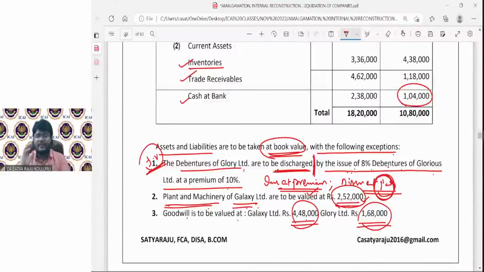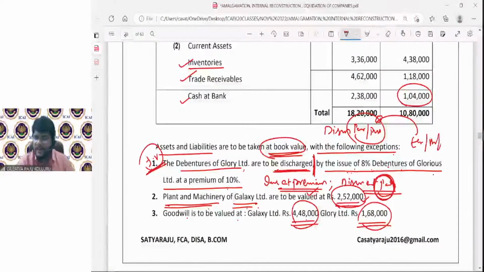Whenever we are paying something to the equity shareholders of the selling company, or preference shareholders, or the debenture holders of the selling company, you need to check one thing here: discharged either at par or at premium. To discharge this, you are issuing either equity shares or preference shares or debentures. How are you issuing this component? Is it at par? Is it at premium?